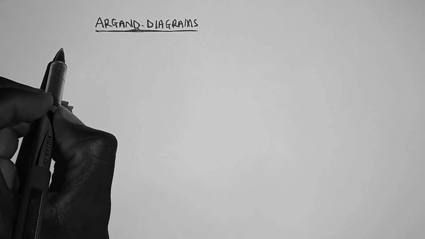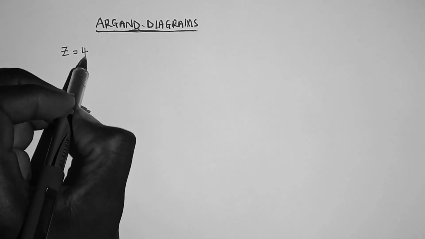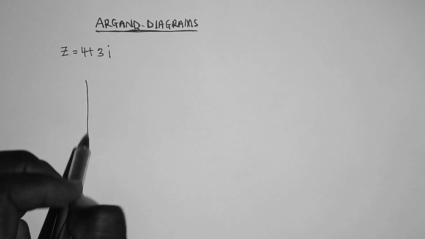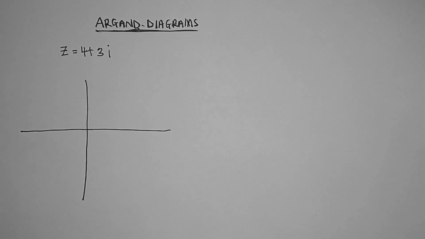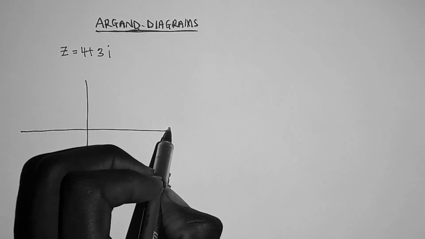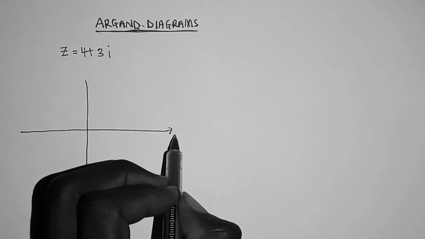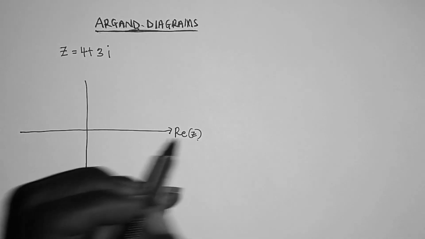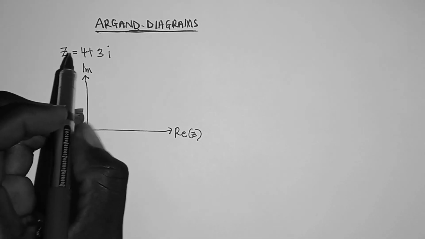So for example, let's assume we have a complex number, which is z equals 4 plus 3i. How do you represent this on an Argand diagram? So we need to sketch the Argand diagram. Let us assume this is the Argand diagram. On an Argand diagram, the horizontal axis is the real part of z, and the vertical axis is the imaginary axis of z.